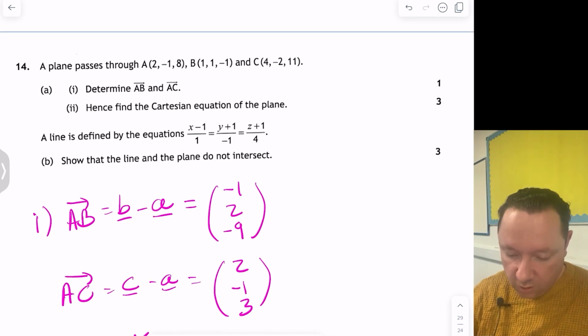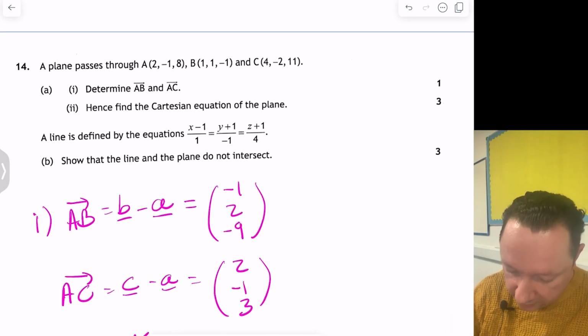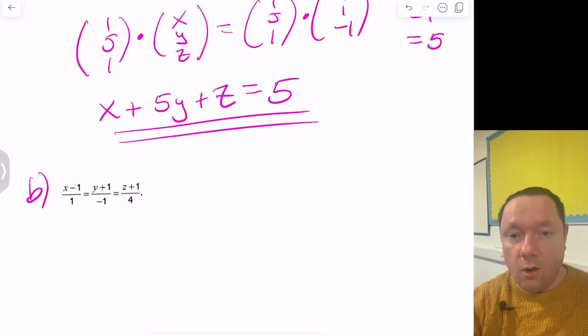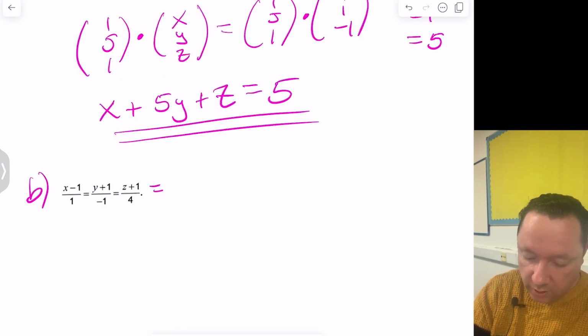Part B, the line defined by these equations. Show that the line and plane don't intersect. Let me just copy these equations down to the rest of that page. Okay, I'm going to do this using parametric equations, because that's the way I always do something like this.